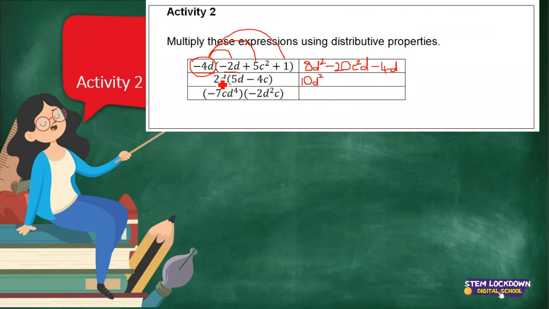Then positive times the negative, so it will be negative. What is 2 times 4? 2, 4, 6, 8. 8, and then you times c and d, so it will be c times d. Remember, this is like saying 8 times c times d. We just write it as 8cd, or negative 8cd. Okay, last one for the day.